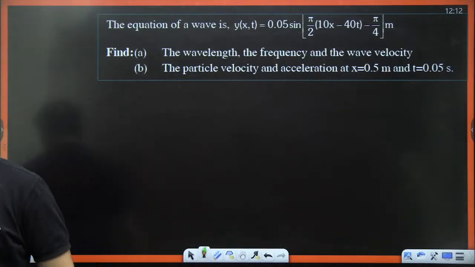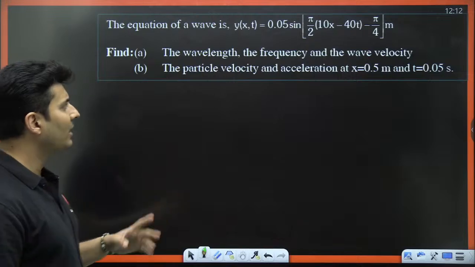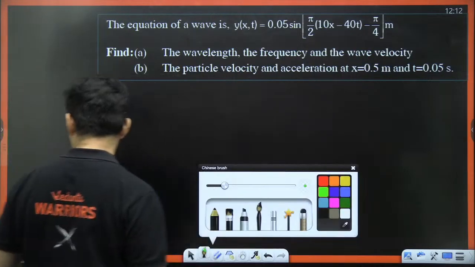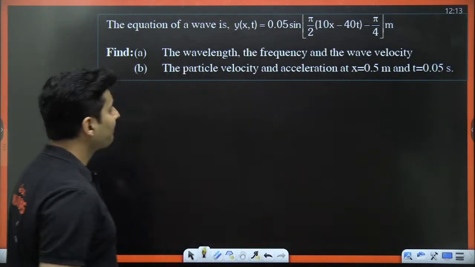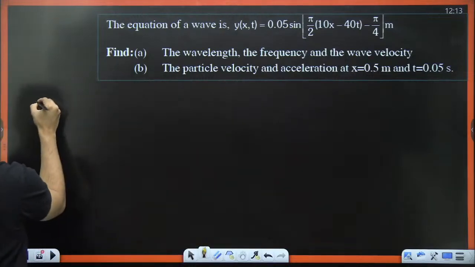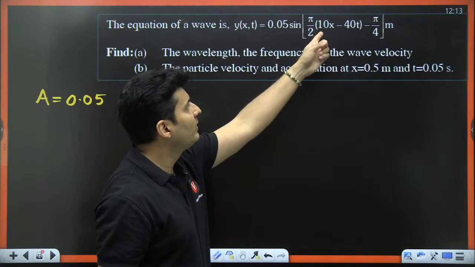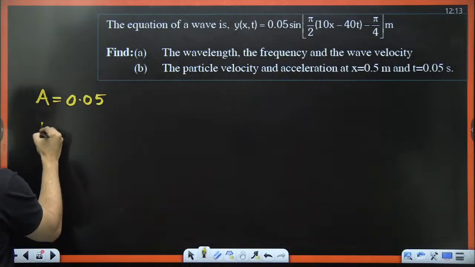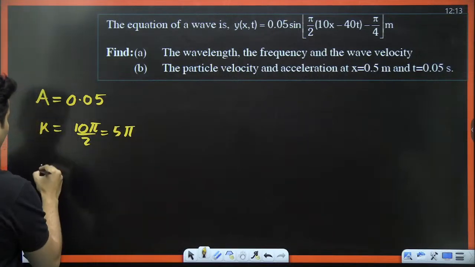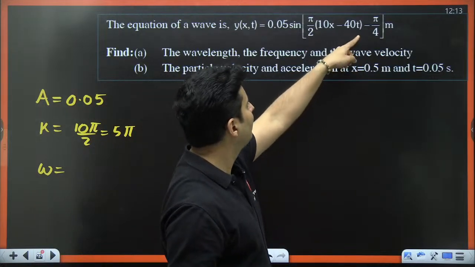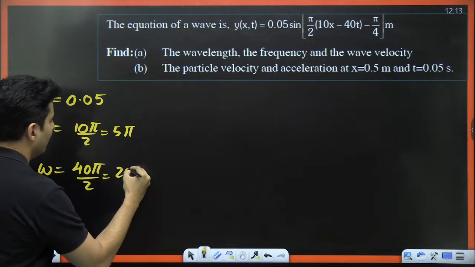Right? Cool. So let's start with some questions, my dear students. The wave equation is given: find the wavelength, the frequency, the wave velocity, and the particle velocity and acceleration at this time. Let me just create a duplicate of this because I might need some space. First of all, you can compare and see what each term is. Amplitude is 0.05, which is outside. The coefficient of x is basically going to be k, and it is 10 pi by 2, which is basically 5 pi. Then the value of omega is the coefficient of time, which is 40 pi by 2, which is basically 20 pi.